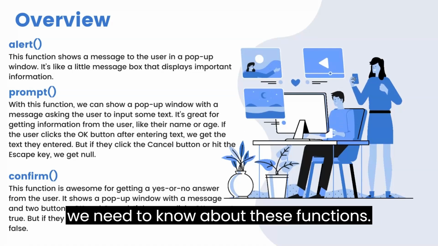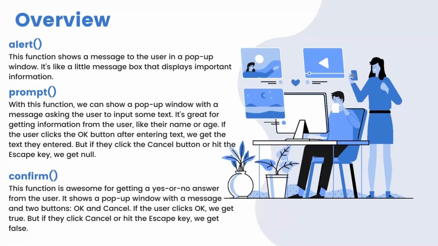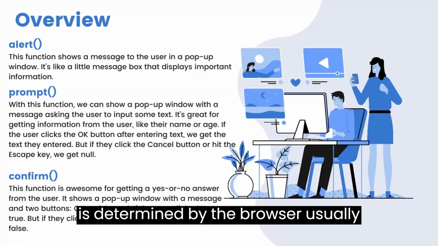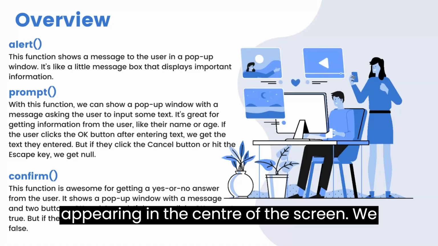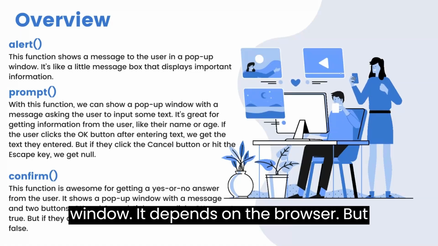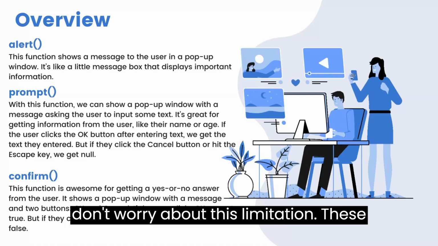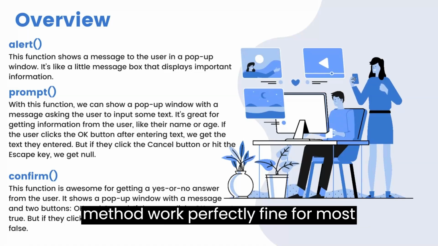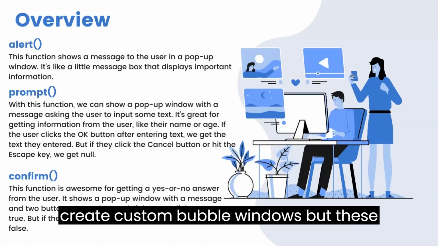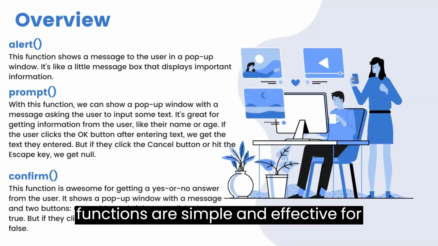Now, there are two things we need to know about these functions. The exact location of the pop-up window is determined by the browser, usually appearing in the center of the screen. We can't change the look of the pop-up window, it depends on the browser. But don't worry about this limitation. These methods work perfectly fine for most situations. There are fancier ways to create custom pop-up windows, but these functions are simple and effective for our needs.